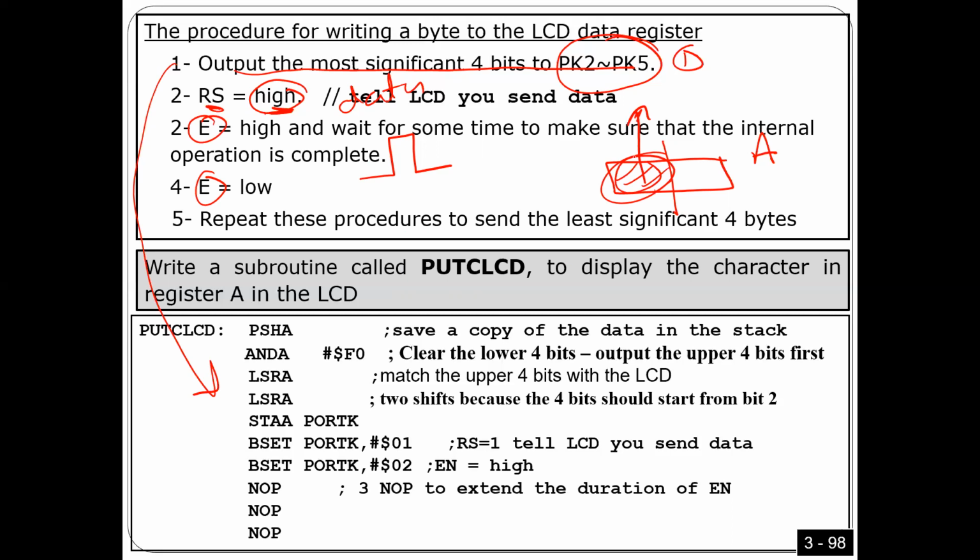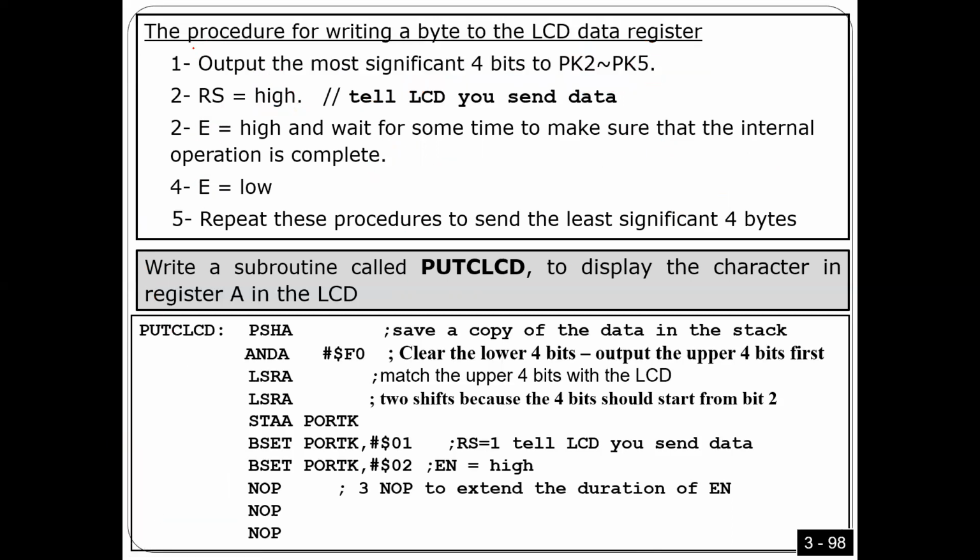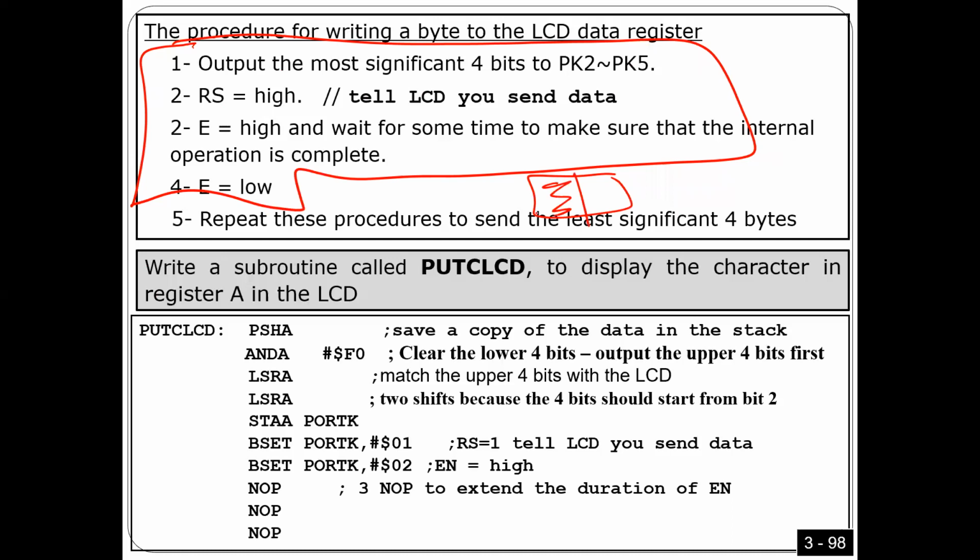Okay, and then I have to repeat this again, but this time I have to work on the least significant 4. Is that okay, guys? So you will see this part in the code. I'm going to write it twice: one time to send the most significant 4, and then another time to send the least significant 4. Okay, I'm going to show you the code now. So let's see the code here, guys.